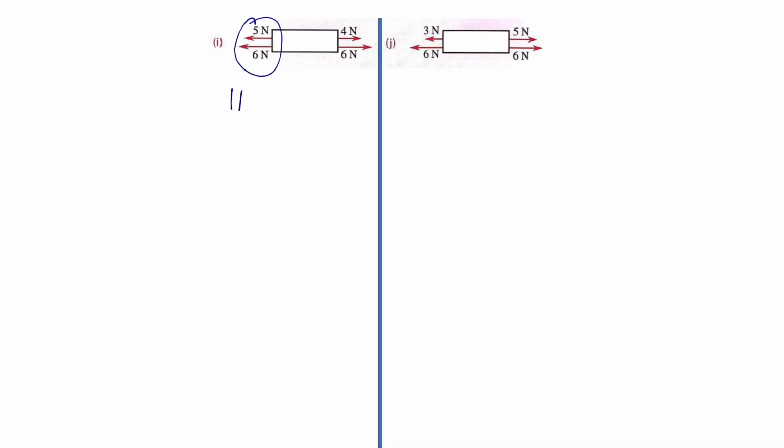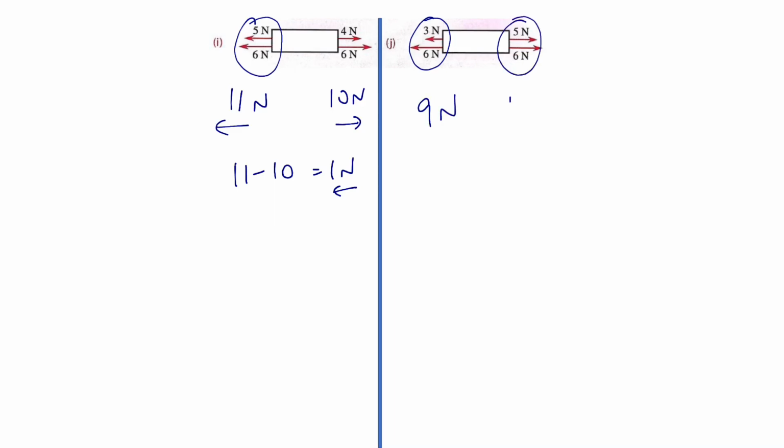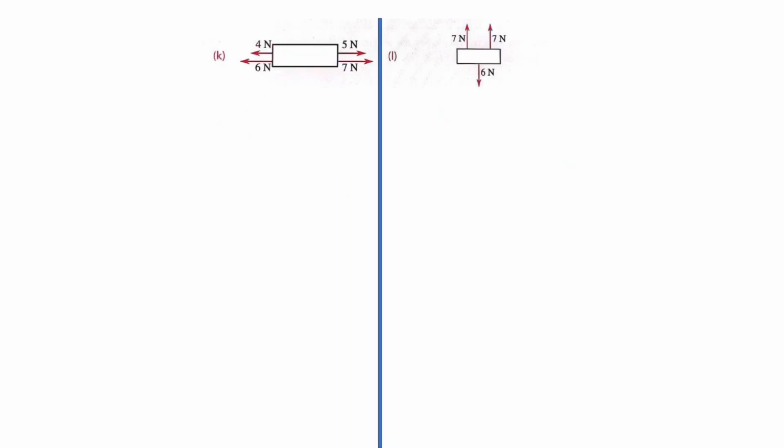So we've got 11 newtons to the left, 10 newtons to the right, 11 minus 10, so that gives us 1 newton to the left. And on the left we've got 9 newtons, on the right we've got 11 newtons. So 11 minus 9 gives us 2 newtons, and that would be towards the right. A couple more examples to look at. So again, when you're ready, press pause and resume once you've given them a go.